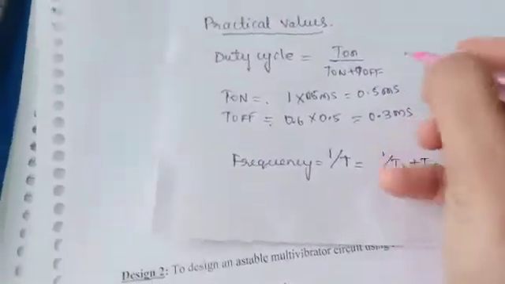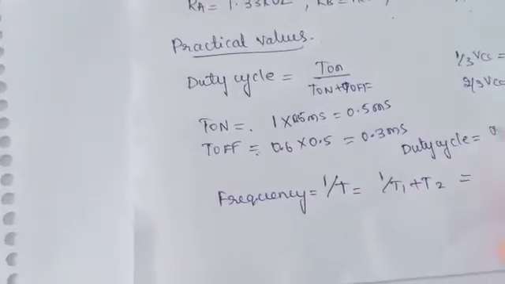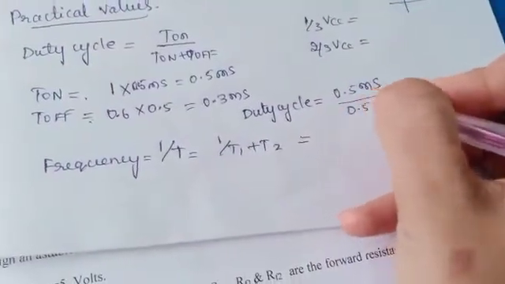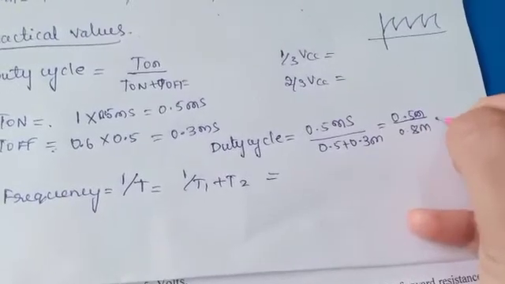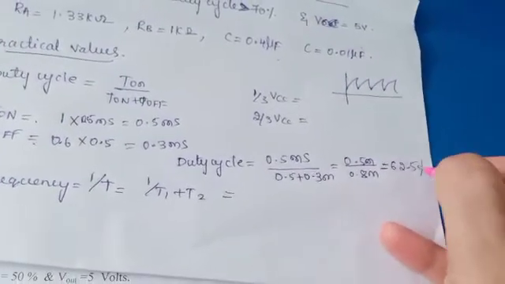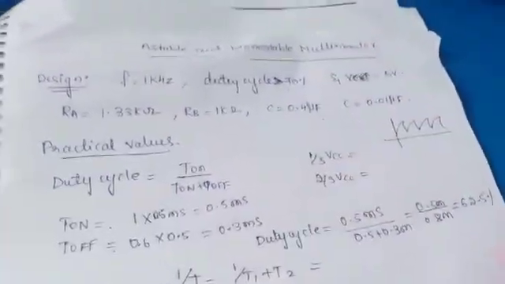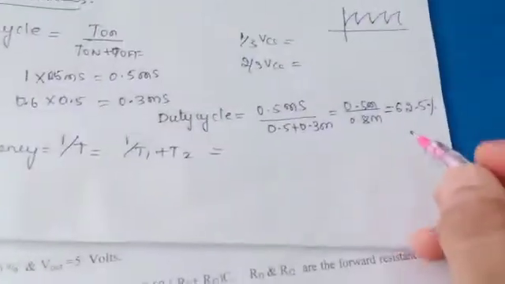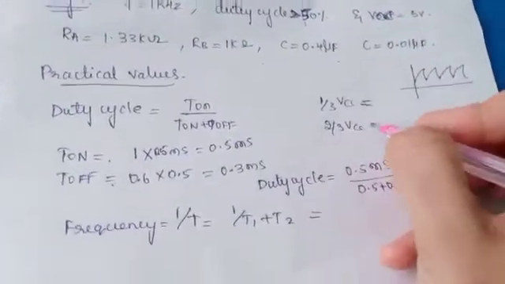From this we can get the duty cycle, which is equal to 0.5 milliseconds divided by 0.5 plus 0.3 milliseconds. So this is 0.5 milliseconds divided by 0.8 milliseconds, which gives 62.5. So we are designing the astable multivibrator with a duty cycle greater than 50%, and we are getting a duty cycle value of 62.5%. This is one reading.